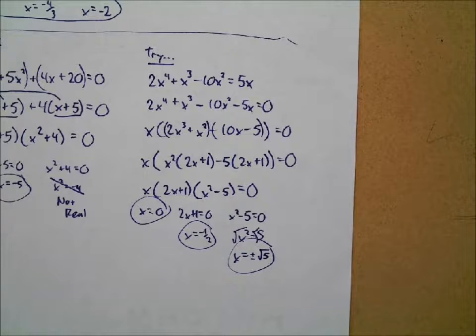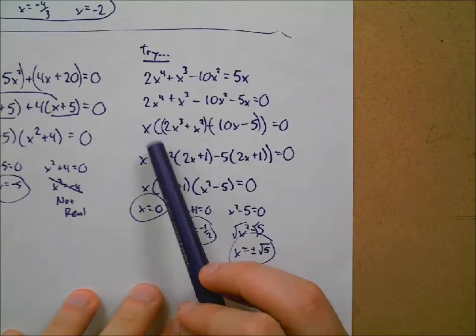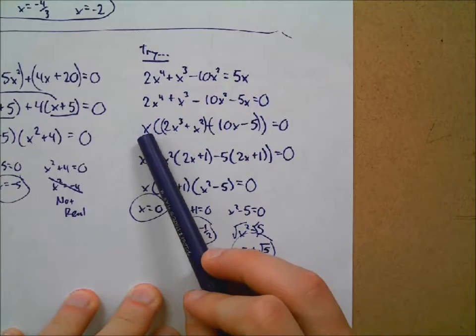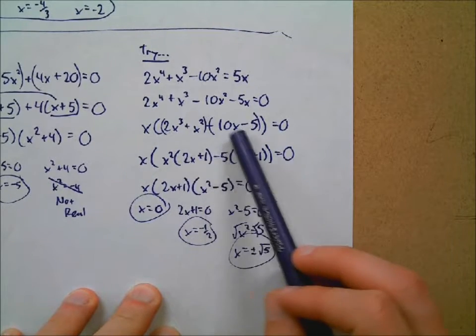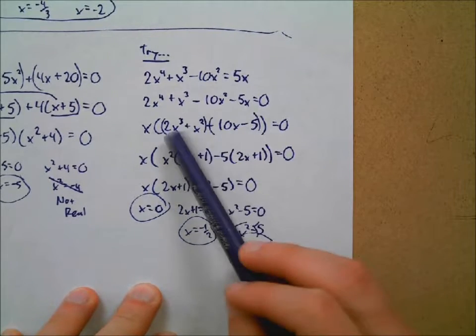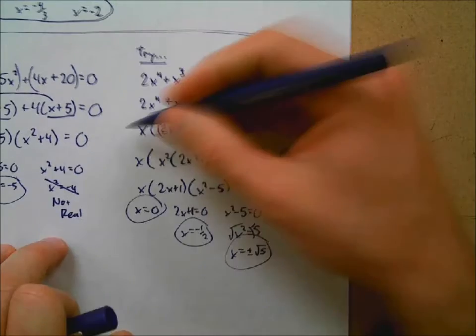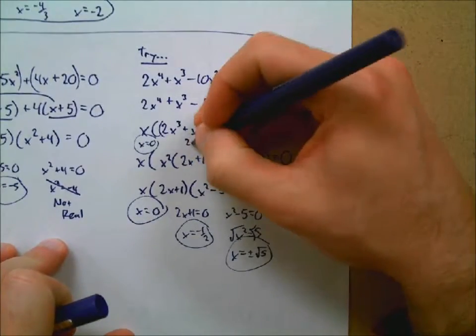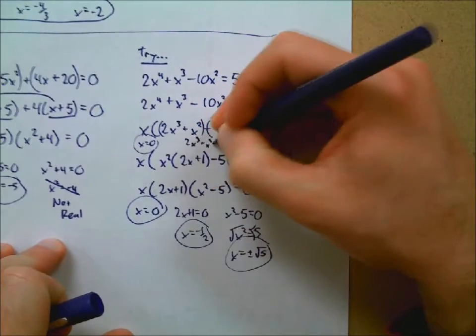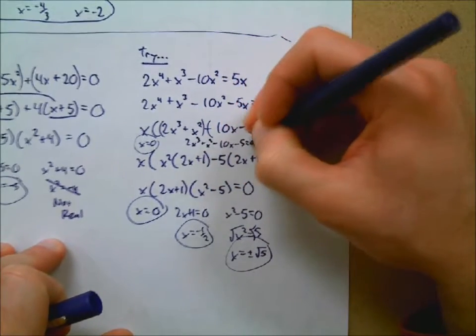If writing this gets too unwieldy, if it's too much, you want to make it more simple for yourself. As soon as we have a product, for example, here we have x times this, right? x times the 2x cubed plus x squared minus 10x minus 5. You can break this up at this point. So we could have at this point said, okay, x equals 0. There's a solution, and then said 2x cubed plus x squared minus 10x minus 5 equals 0, and then we'd have to continue on with that.